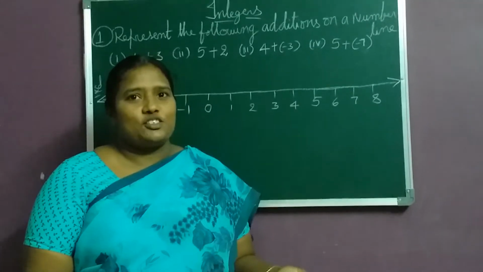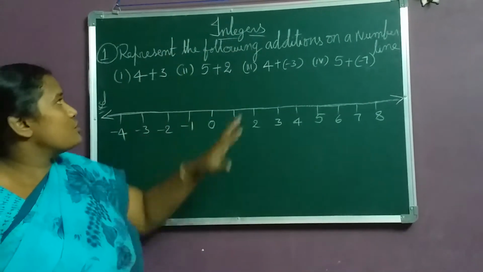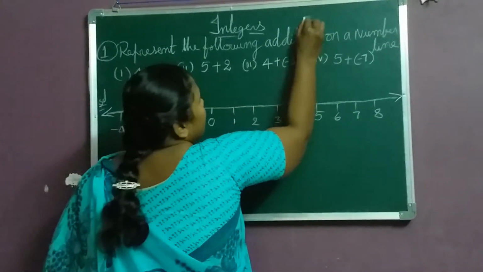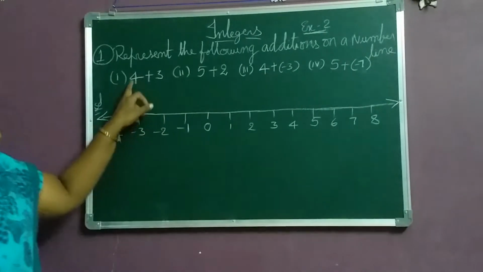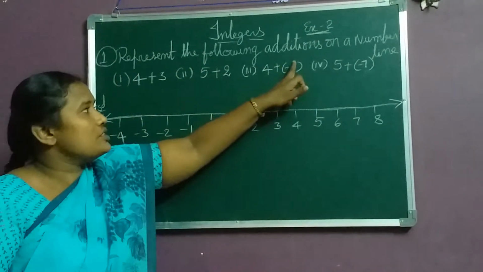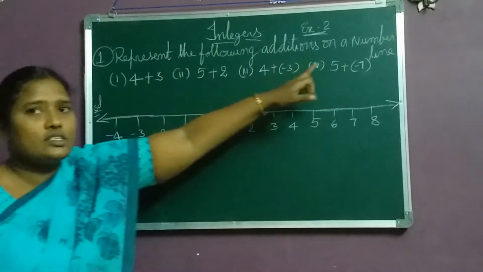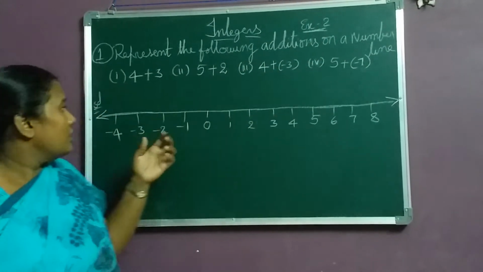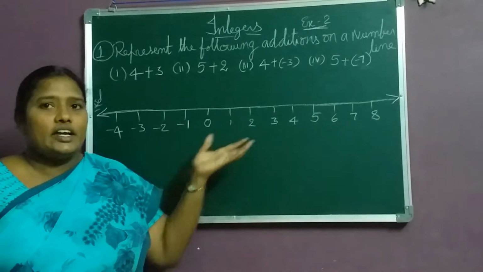Back to 7th class students, come to the integers, exercise 2. First problem: represent the following additions on a number line. In the number line, how to do the additions?